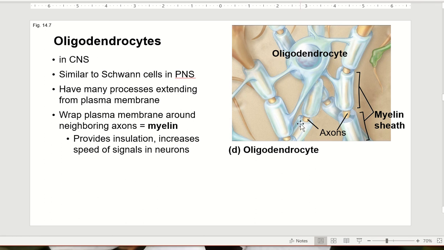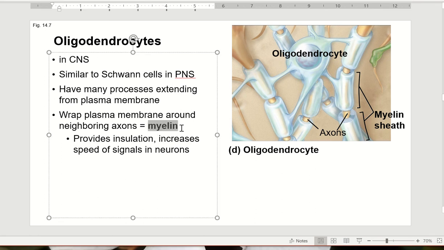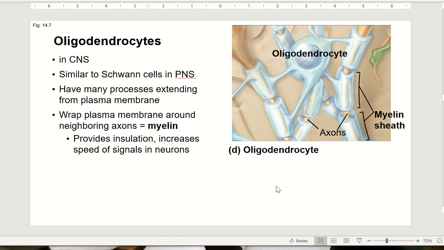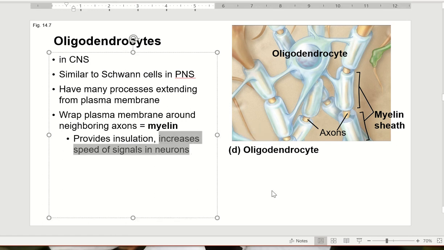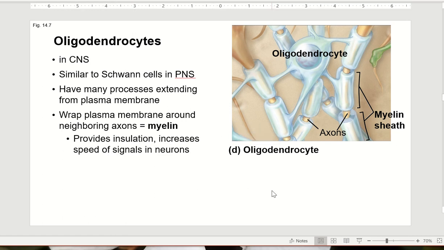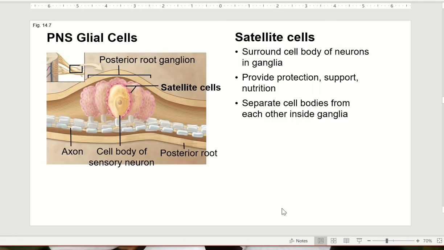And remember that all of that together is called myelin. Myelin is just layers and layers of plasma membrane from these glial cells that insulate the axon. Because they provide insulation, they make the signals travel faster down the axon, so they speed up signaling in the nervous system. Now, those were all central nervous system glial cells.